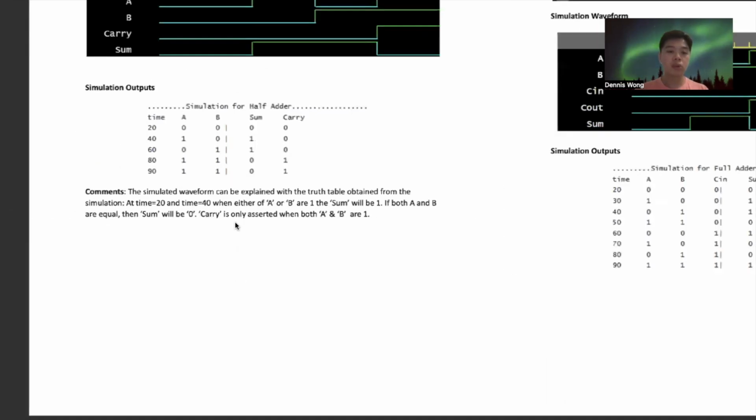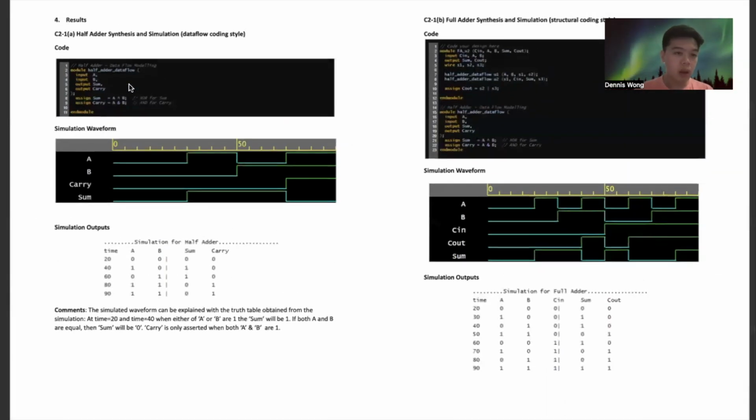So the first digital circuit today is a half adder circuit. Basically, a half adder takes in two inputs and produces two outputs. In this case, when one of the inputs is one, we get one at the sum, and when both of the inputs are one, we get a carry out. This is a typical behavior for a half adder, as you can see from the simulation results.